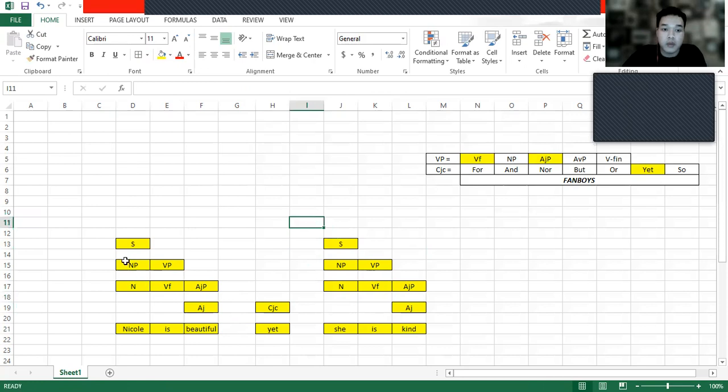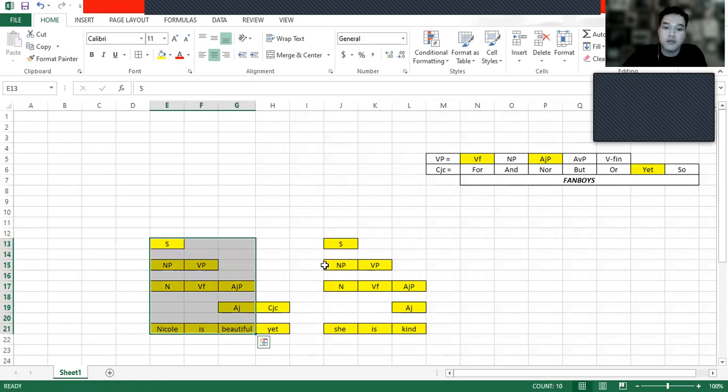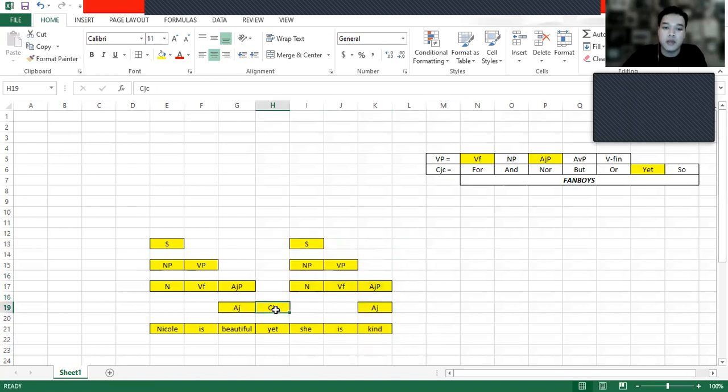Okay, because we already identified the tree diagram for each clause, let's just move it right here and then here to make it look tidier. And don't forget to move this coordinate conjunction onto the same level as the sentence right here, because the purpose of the coordinate conjunction is to give a symbol that these two right here are parallel. Okay, so because this is a sentence, the coordinate conjunction is equal to another sentence.